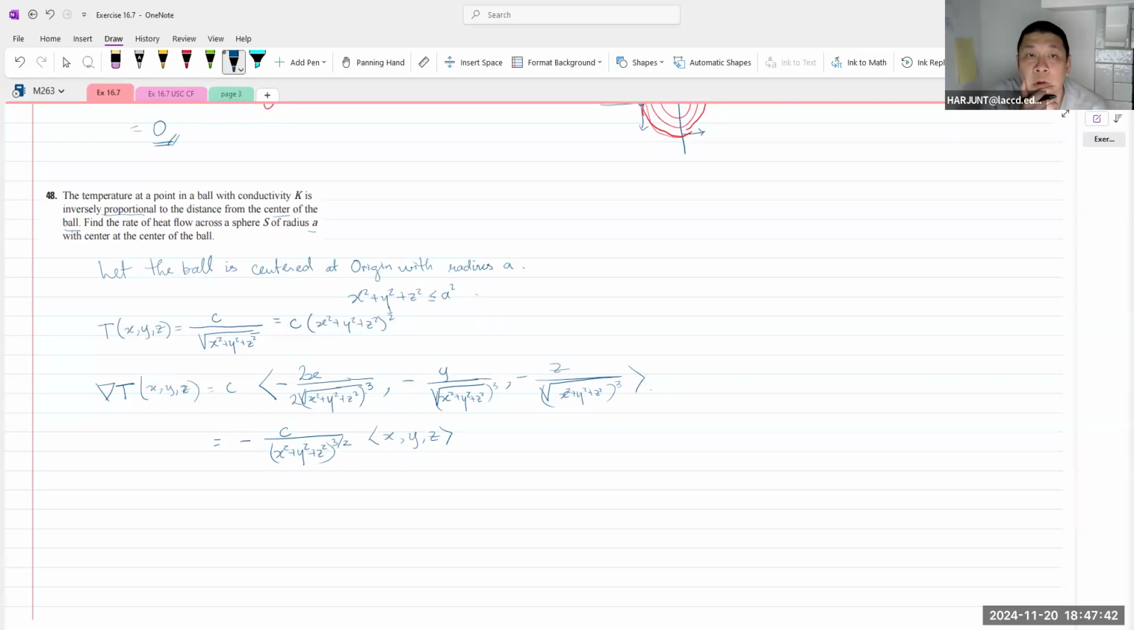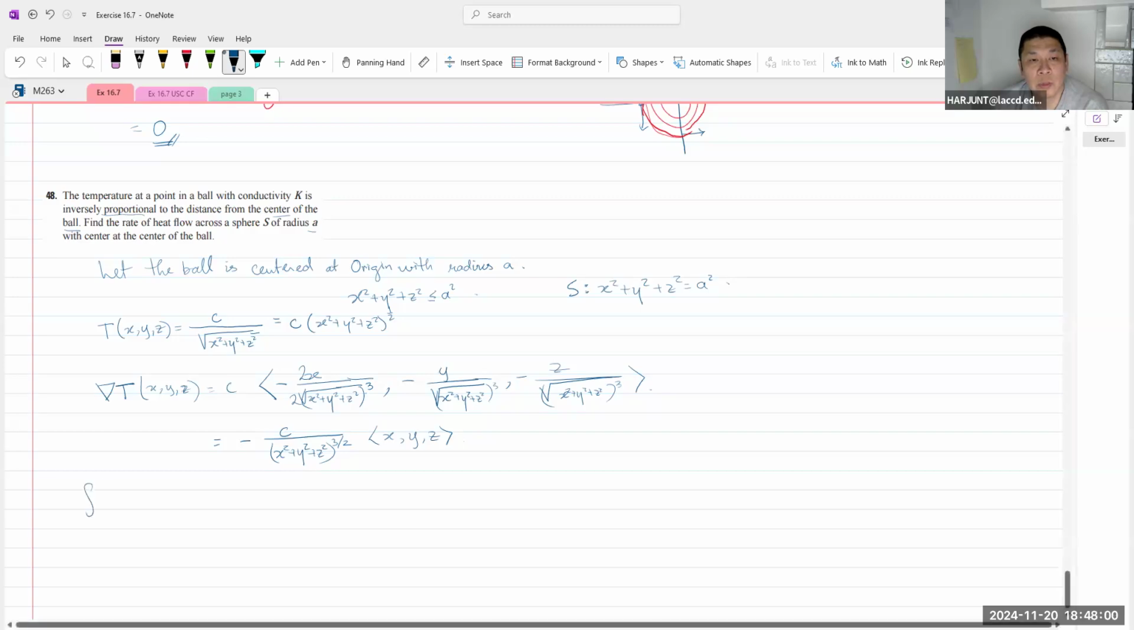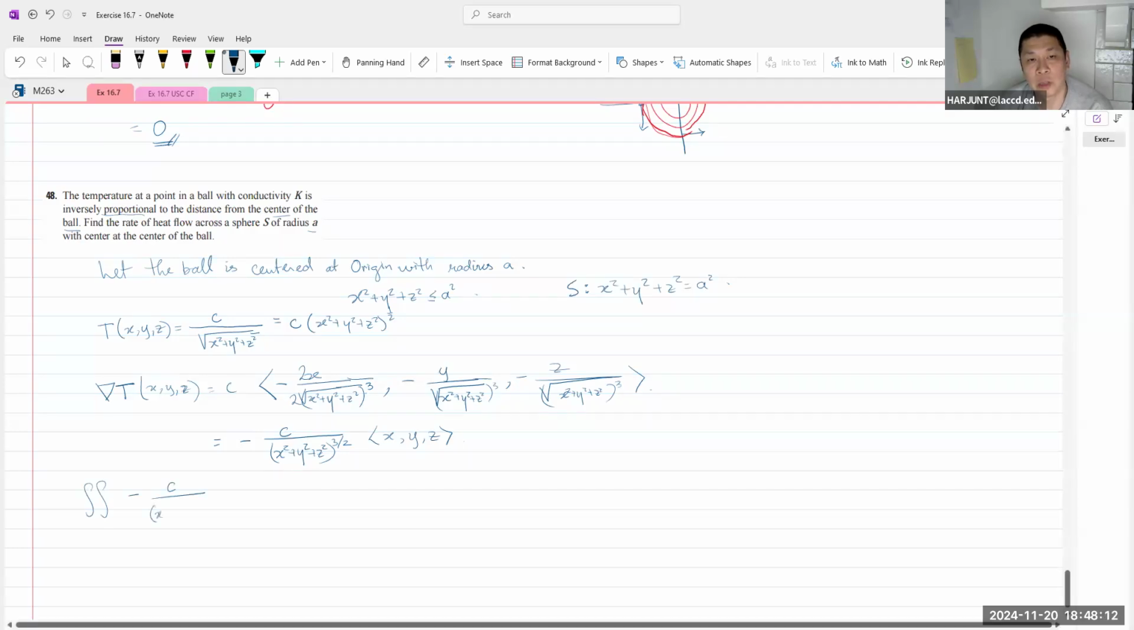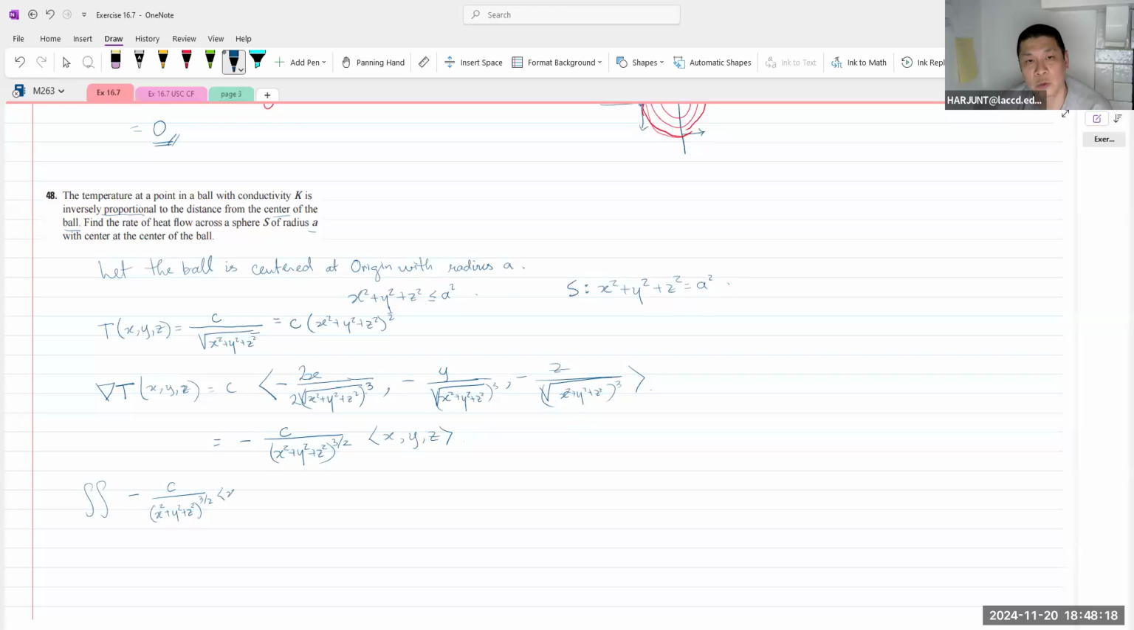Okay, and then find the rate of heat flow across the sphere. So the surface S is this, x squared plus y squared plus z squared equals a squared. So the rate of heat across that will be the double integral over this vector field, negative c over the square root of x squared plus y squared plus z squared to the power of 3/2, times x, y, z, dot dS.